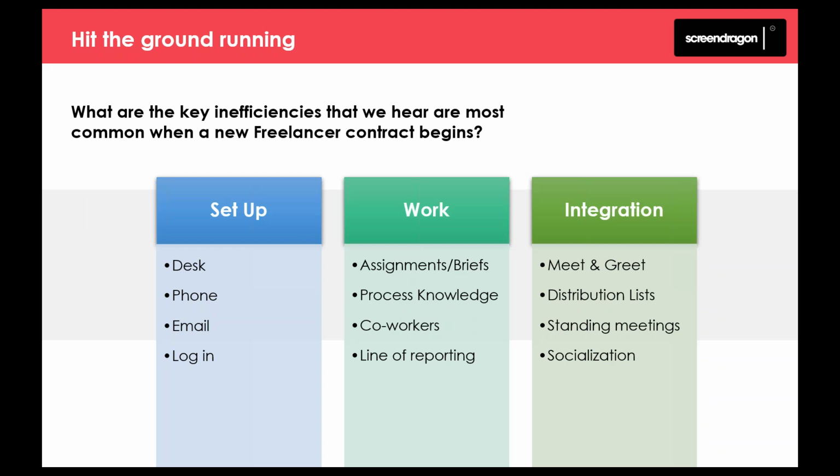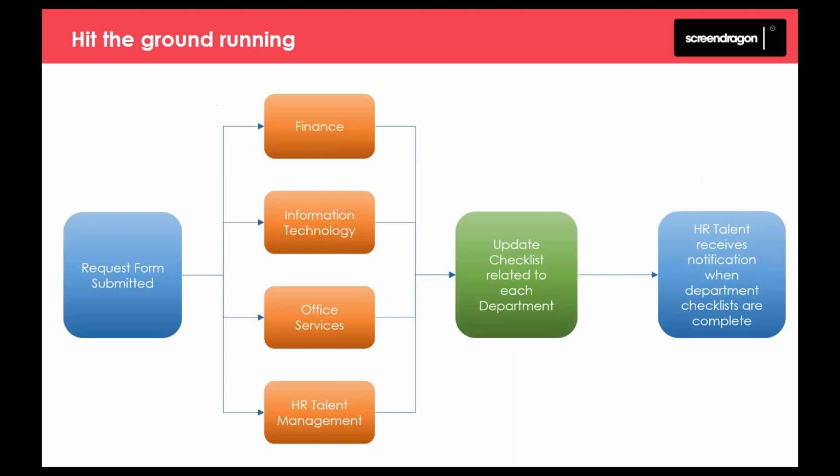But in terms of hitting the ground running here and getting all of this set up, it's quite a straightforward process, and we've tried to break this down as simply as possible to say that, well, when a request is made, who needs to get involved? And for the most part, it's these four key stakeholders. It is finance, IT, your office services, and your HR, your talent management as well.